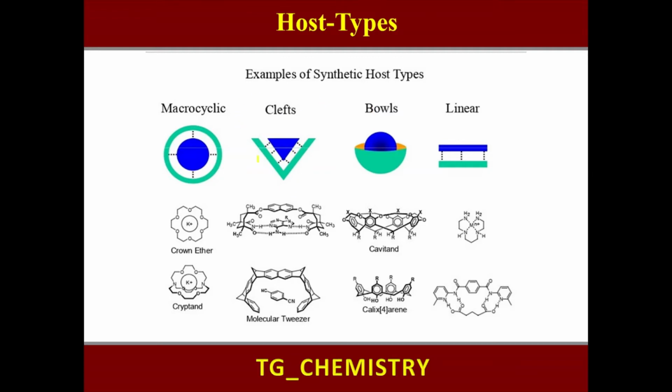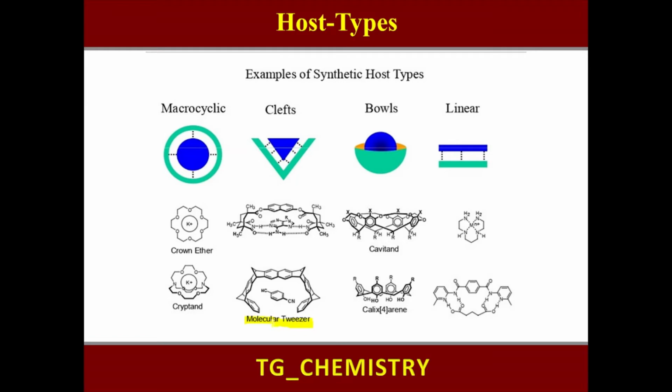You can see a representational structure of how it works. The molecular clefts are basically rigid receptors which exhibit convergent functional groups directed toward each other and separated by a spacer. The spatial disposition of the functional groups defines a space where a guest can fit. The example here is the molecular tweezers.